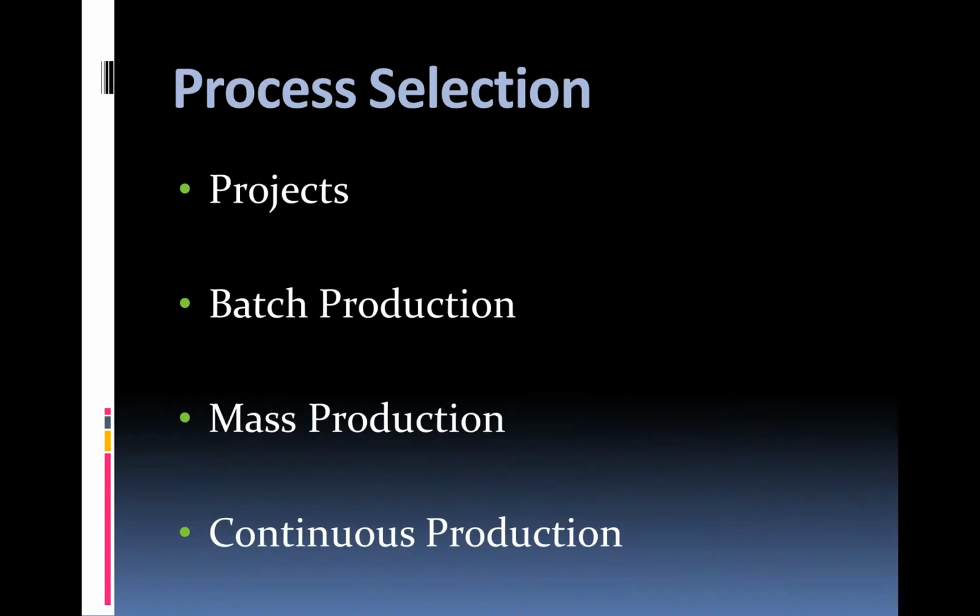The next step in process management is determining what kind of process to use based on how your organization operates. Projects are a one-of-a-kind production of a product to a customer order. Batch production can process many different jobs at the same time in groups or batches. Mass production can produce large volumes of a standard product for a mass market, and continuous production is used for very high volume commodity products.